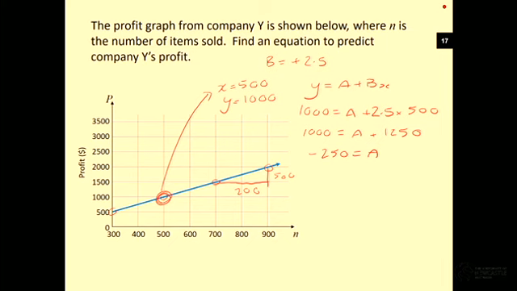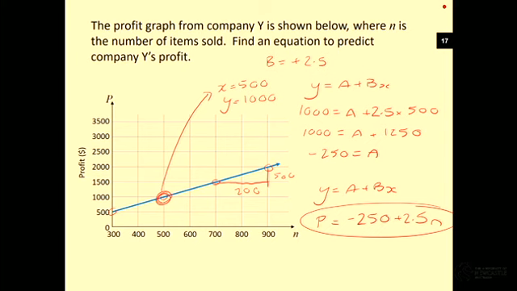So now we've got an A and a B. All I've got to do is write y equals A plus BX and replace everything with the correct letters. The y-axis is a P. The A is a minus 250. The B is a 2.5 positive. And the X is an N. So the profit of this company is minus 250 plus 2.5N. All right, so that was just something to look for.